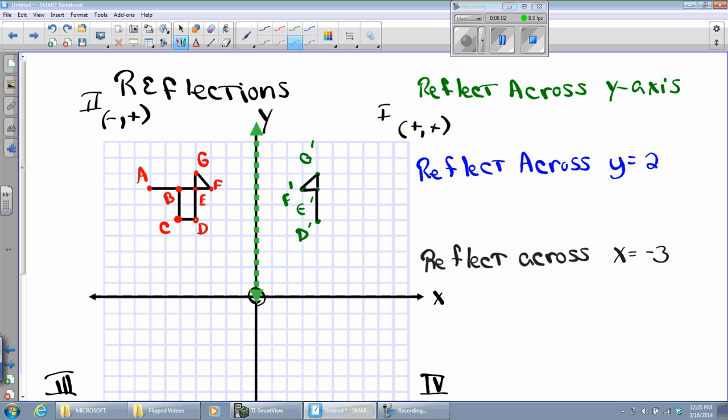Okay, C is 1, 2, 3, 4, 5. 1, 2, 3, 4, 5 right there. C prime. There we go. B, 1, 2, 3, 4, 5. So there's B prime. There we go. And then A is 2 more away from that. 1, 2, and then there's A prime.